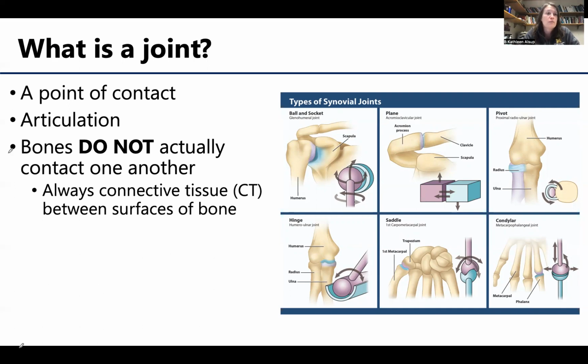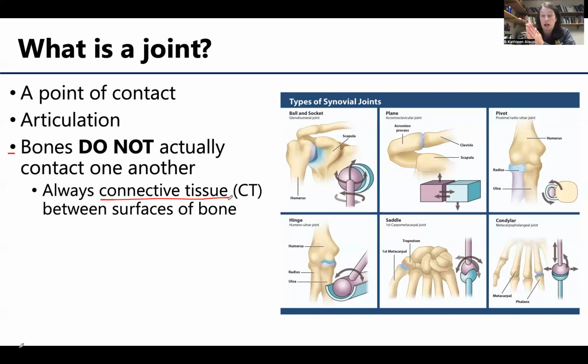Now, this third bullet point is an important one, and I want to make sure we get this before we move on. It's that bones should not actually touch one another. So where, say, your femur and your hip bone join together, you don't want the bones actually rubbing up against one another. That's actually a bad thing. You're always going to have connective tissue between the surfaces of bone. So actual bone-on-bone contact is bad.